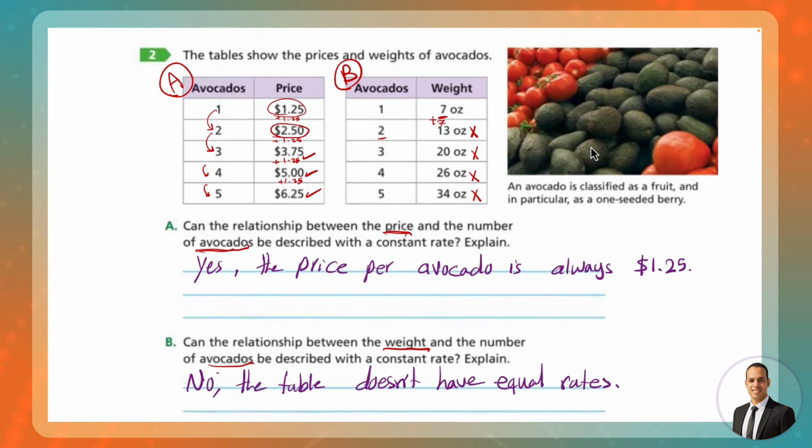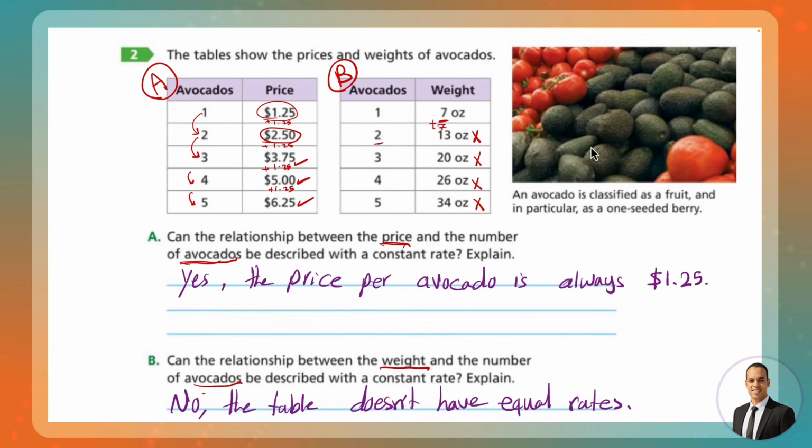And this makes sense, guys, okay? Because if the price per avocado is 1.25, you will pay according to the number of avocados. But for the weight, it is not necessarily that the weight for every avocado is the same, okay? So there is big avocado, small avocado, so the weight is not a constant rate with the number of avocados.